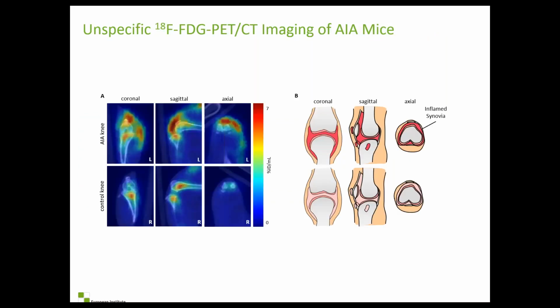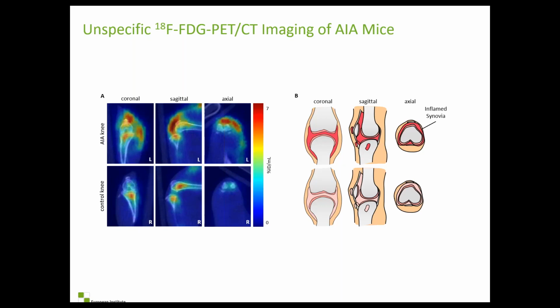First, we did unspecific FDG PET-CT imaging of the mice to see if they got an inflammation and the animal model works. The uptake of FDG by tissue is a marker for the tissue uptake of glucose, which correlates with the tissue metabolism, and this is increased in inflammation and cancer, for example.